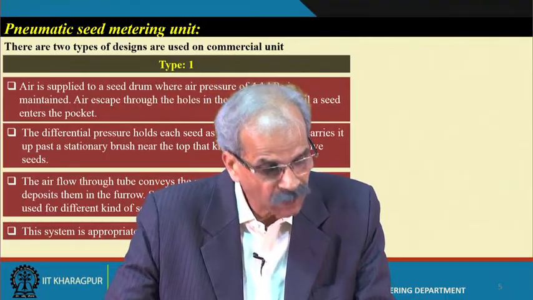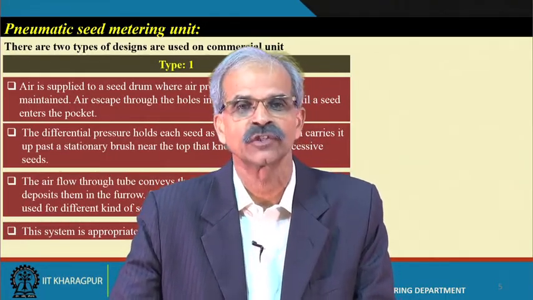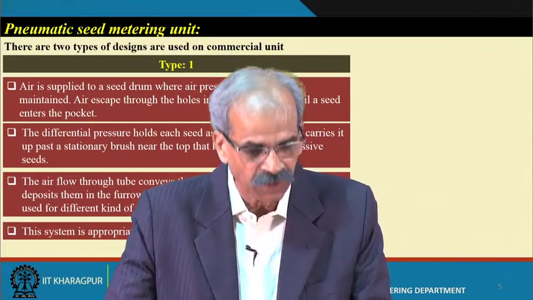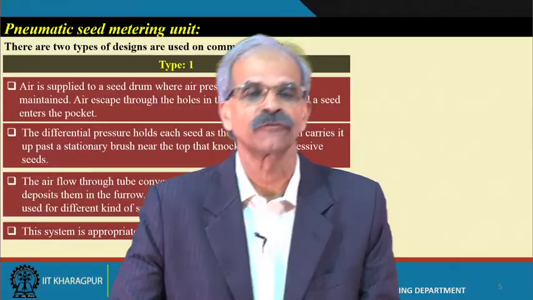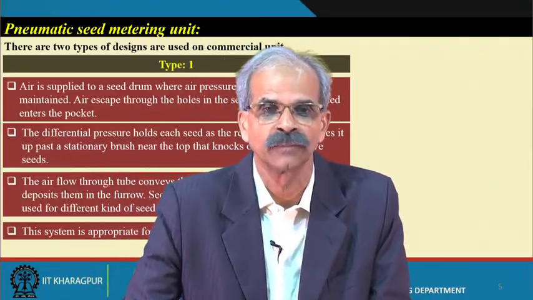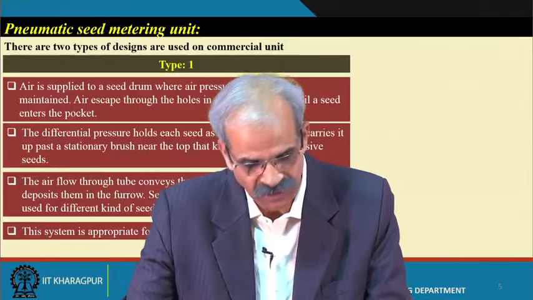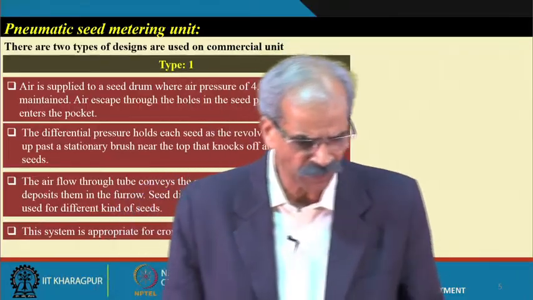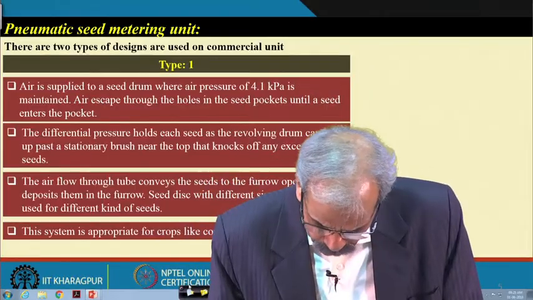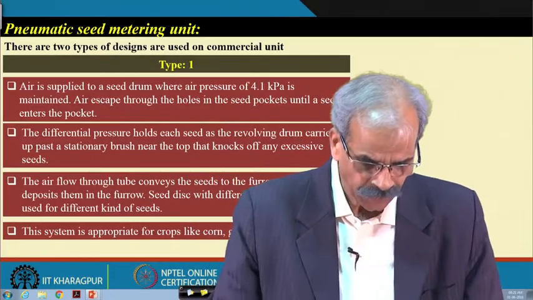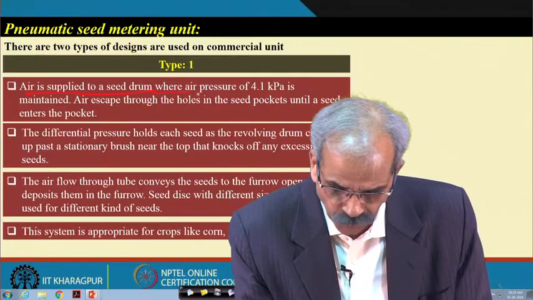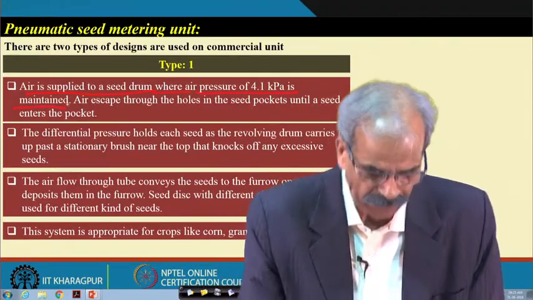So, while we tell you what is there in the literature and what is in vogue in use, you must also think of something new, and for that, what parameters, what attributes, what design aspects you must consider, we will discuss those things. So, let us have one unit in which air is supplied through a drum where air pressure is maintained.